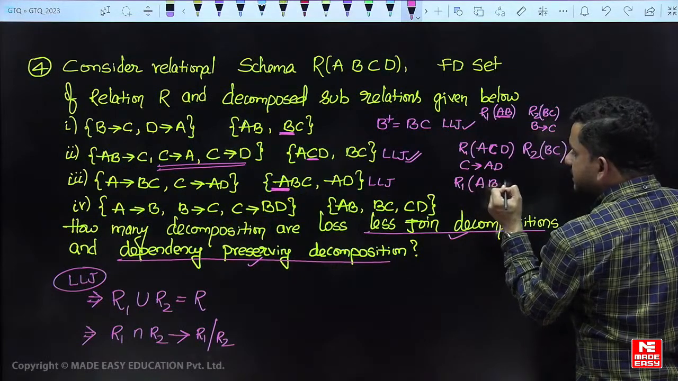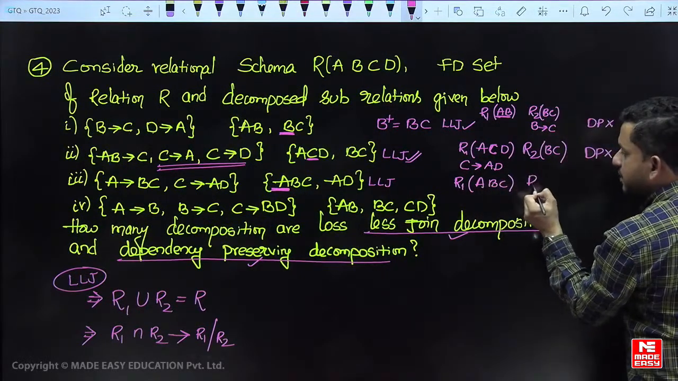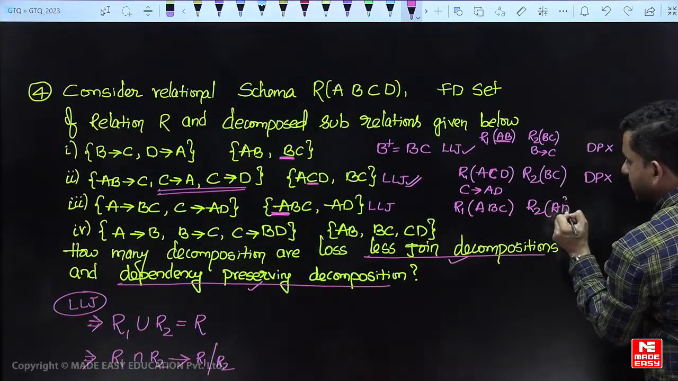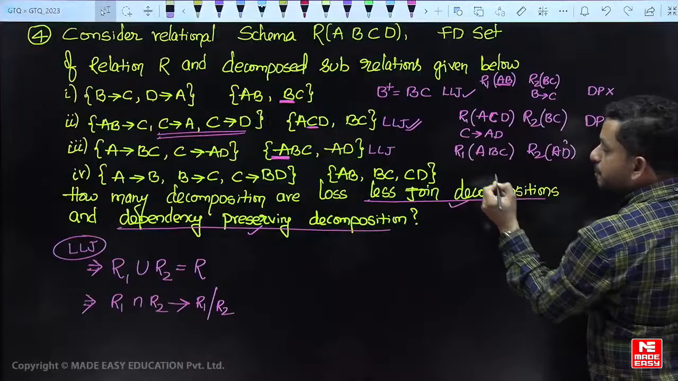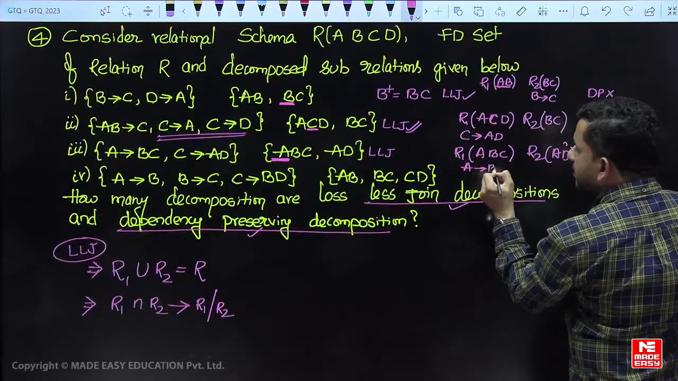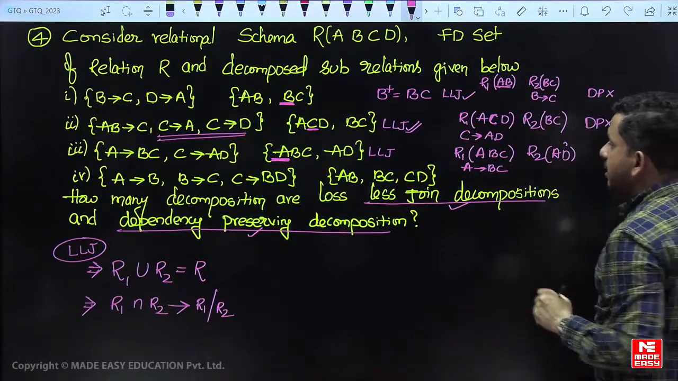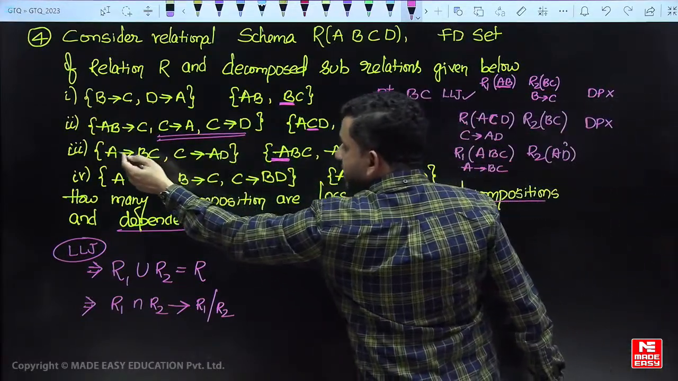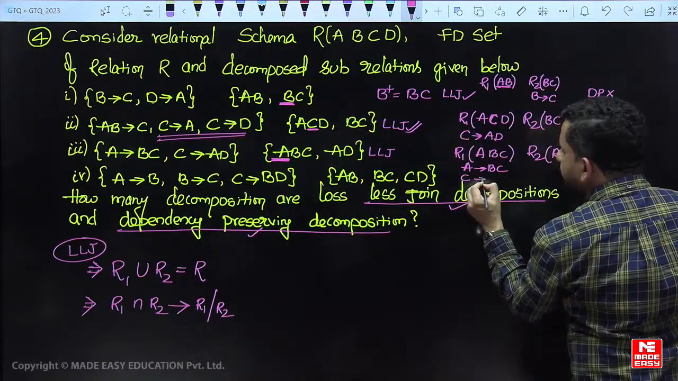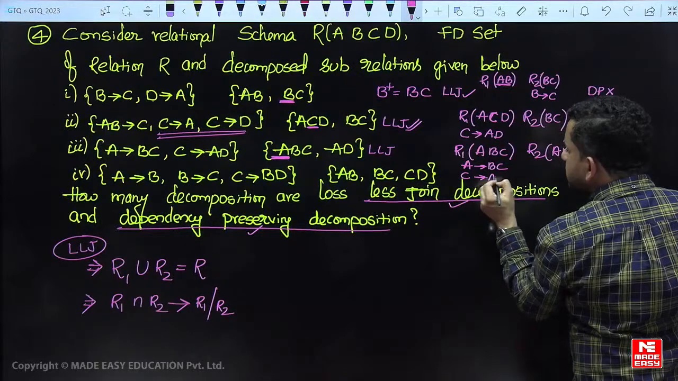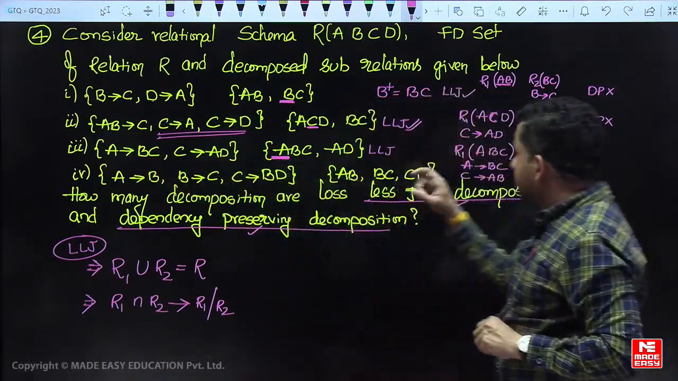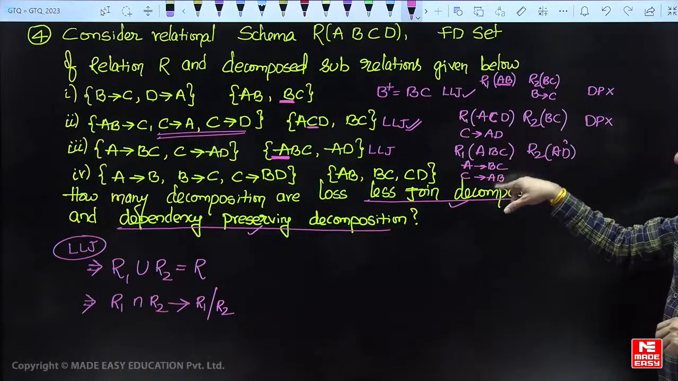ABC is one subrelation and the second subrelation is AD, right? So ABC and AD are the two subrelations. A determines BC is one FD. C determines A, and it means A determines B. It means C determines AB also, because C determines A and A determines BC. So C determines AB is also an FD here.